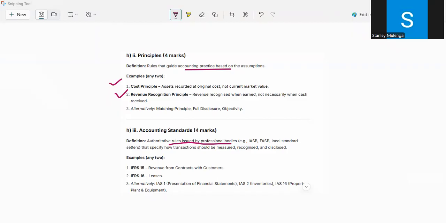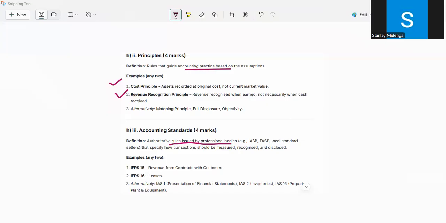We also have IFRS 16, which looks at leases. It explains how to record leased assets, how to treat them when they are rented as equipment. We also have other standards like IAS 1, which looks at the presentation of financial statements, IAS 2 on inventory, and IAS 16 on property, plant and equipment. So in short, the standards are official international accounting rules.